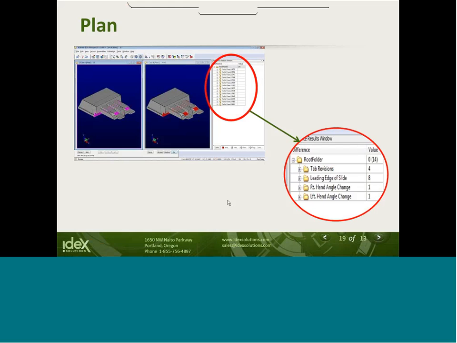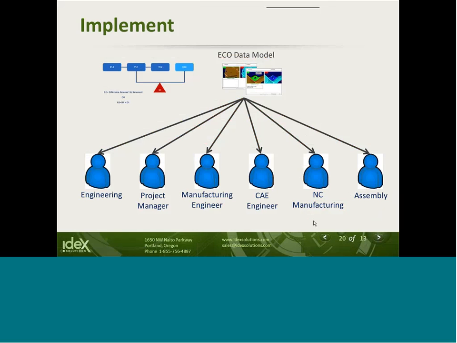So your machining department may need a different view of the changes than your quoting department may need, etc. All of those intended or unintended changes can be organized and planned on for the specific user of the change information. And it speaks to this slide where you're able to implement an ECO data model that is beneficial to anyone within the organization.